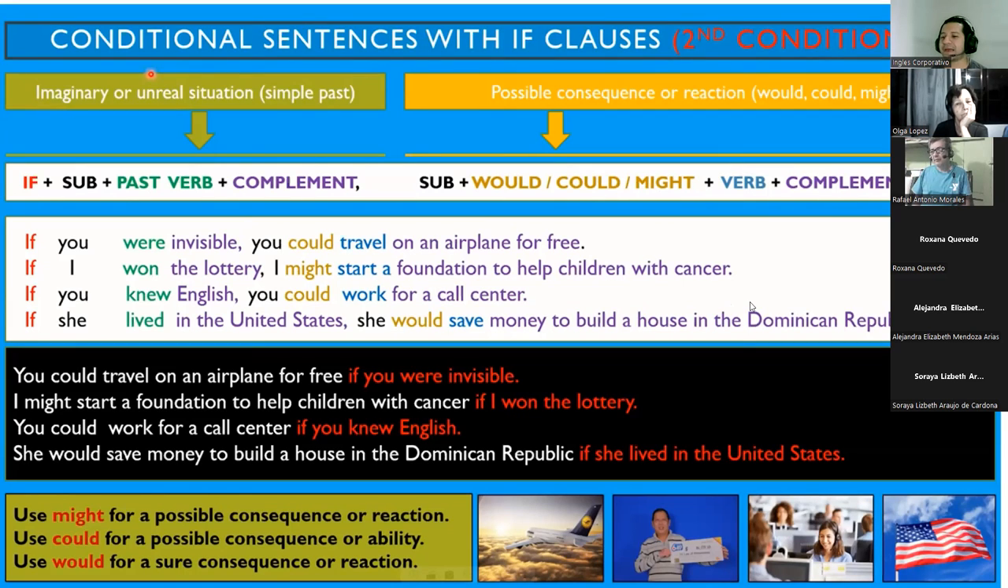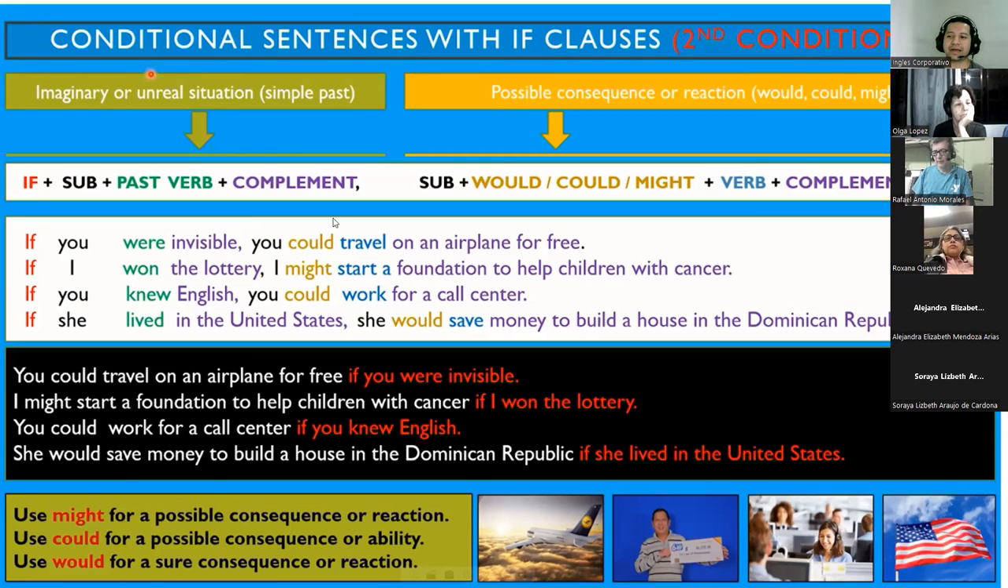So, Alejandra, can you help me read the sentences, please? If you were invisible, you could travel on an airplane for free. If I won the lottery, I might start a foundation to help children with cancer. If you knew English, you could work for a call center. If she lived in the United States, she would save money to build a house in the Dominican Republic. Very good.